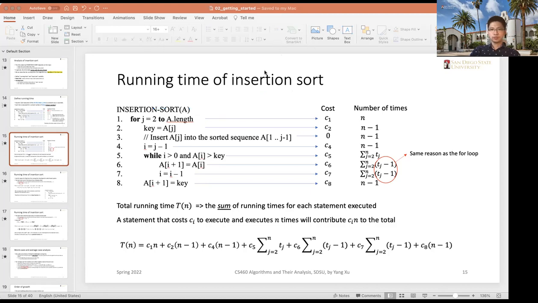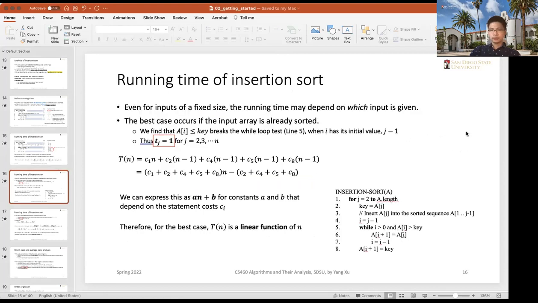So for the best case, the input array is already sorted, which means each time you take one card from the pile on the table, you find you don't need to move it forward. You don't need to compare it with all the cards in your hand. You just directly insert it. So the while loop body basically doesn't execute. We only need to execute the while statement once, which means t_j would be only 1 for all the j's.